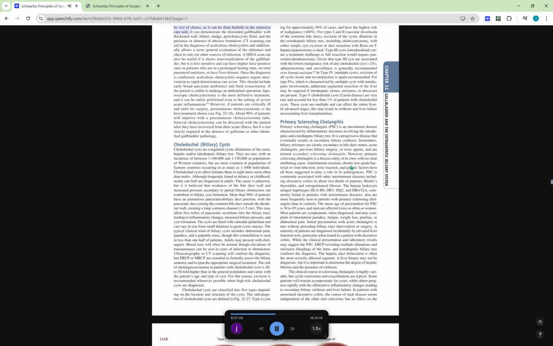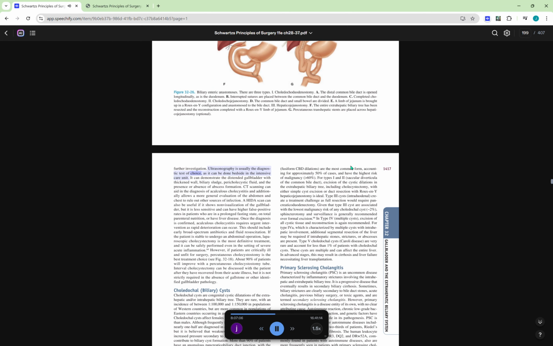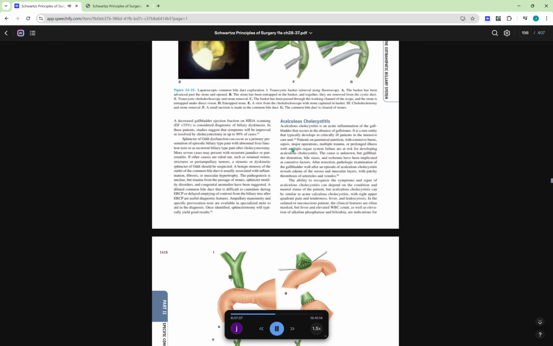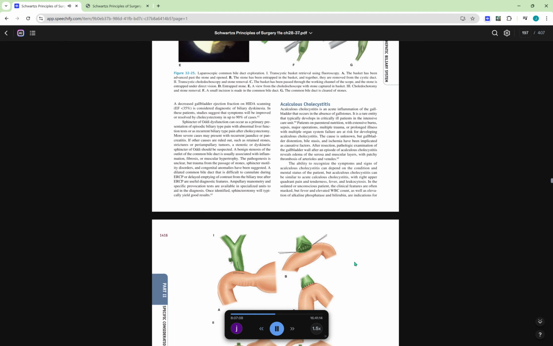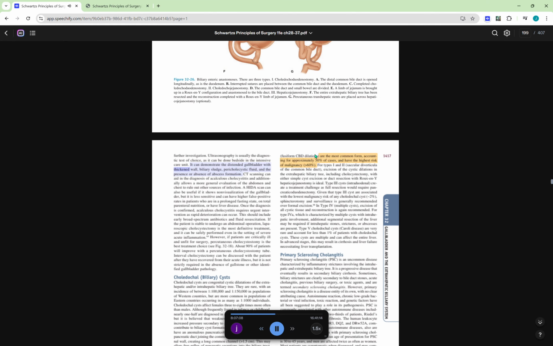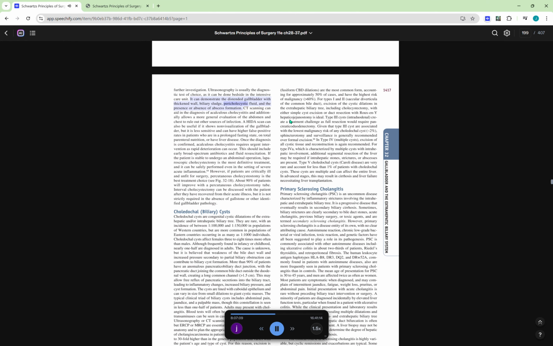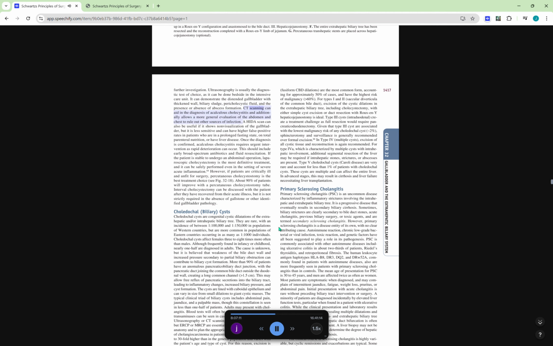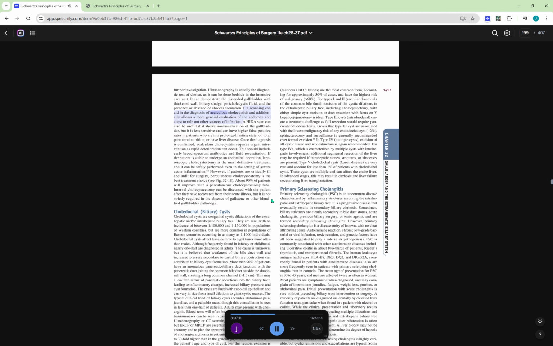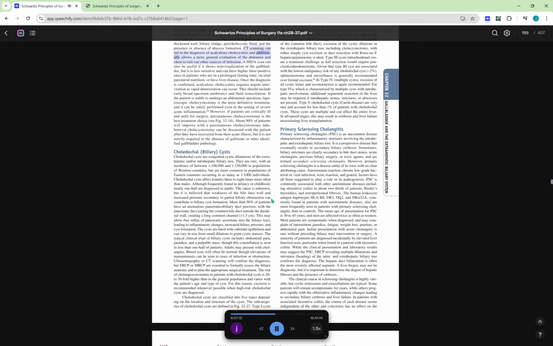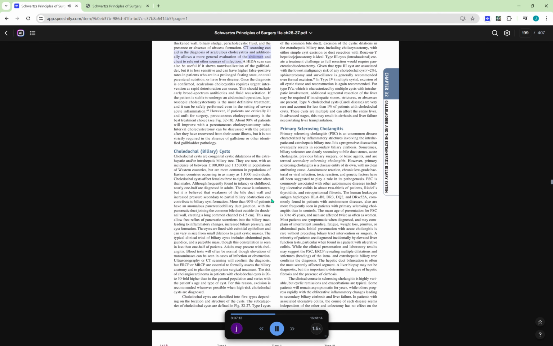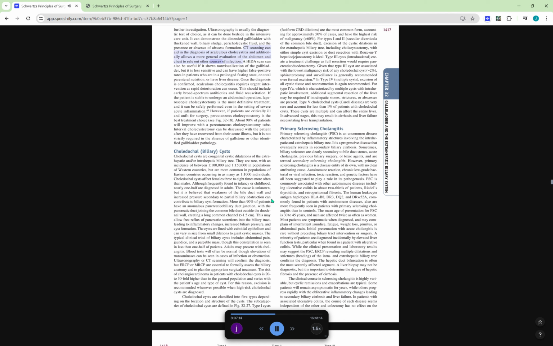Ultrasonography is usually the diagnostic test of choice, as it can be done bedside in the intensive care unit. It can demonstrate the distended gallbladder with thickened wall, biliary sludge, pericholecystic fluid, and the presence or absence of abscess formation. CT scanning can aid in the diagnosis of acalculous cholecystitis and additionally allows a more general evaluation of the abdomen and chest to rule out other sources of infection.